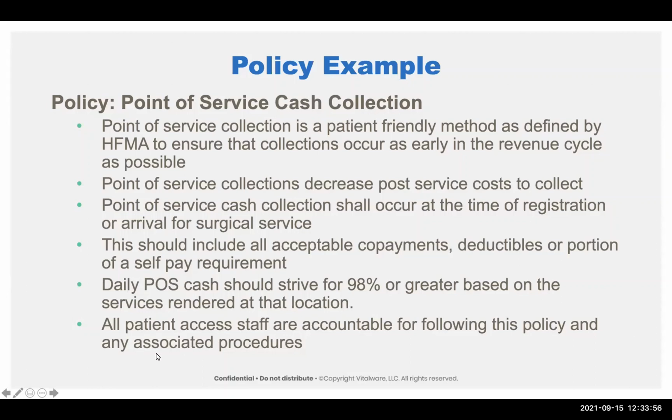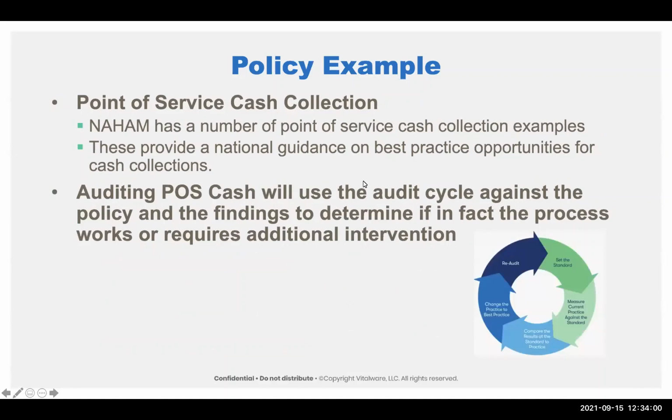Any patient access staff are accountable for following the policy. NAHAM has a number of point of service policies. Go out to your organization. Don't recreate the wheel. See what best practice is out there and learn from it. So auditing POS cash, we use this cycle to make sure that if there's an additional intervention.